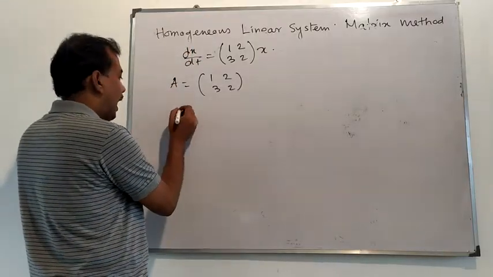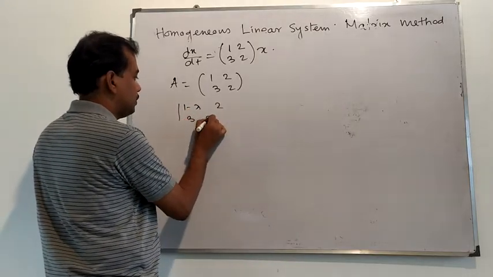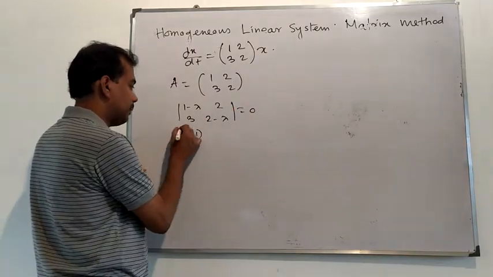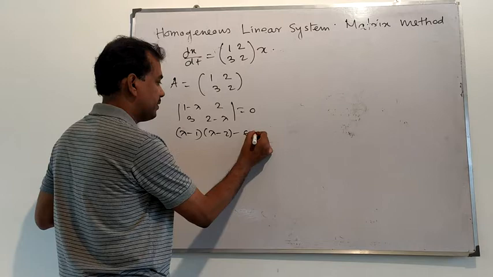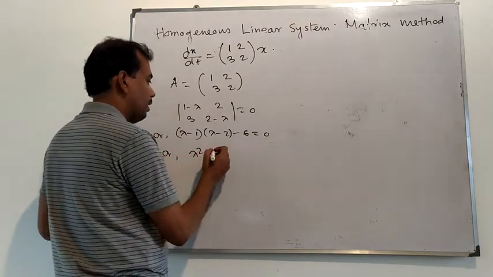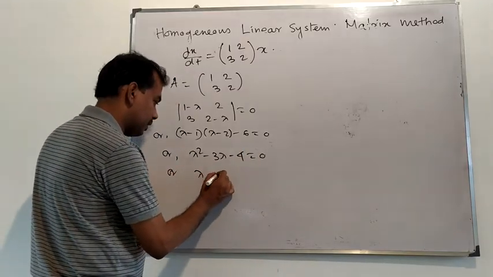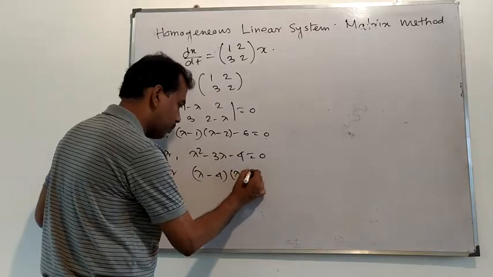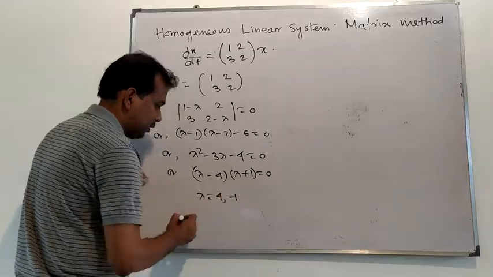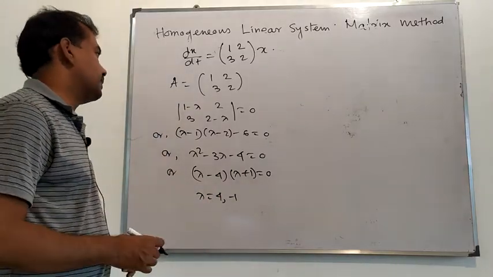Here, the eigenvalues are the solutions of this equation, that is (lambda minus 1)(lambda minus 2) minus 6 is equal to 0, or lambda square minus 3 lambda plus 2 minus 6, that is lambda square minus 3 lambda minus 4 equals 0, or (lambda minus 4)(lambda plus 1) equal to 0. So lambda equals 4, minus 1. Here we get two values of lambda, they are real and distinct.